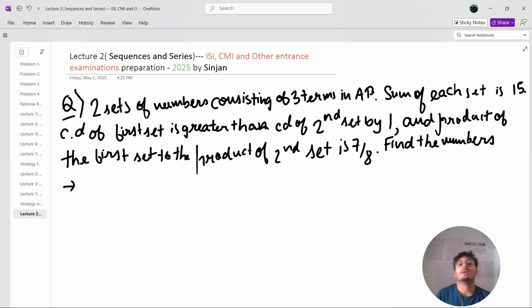Take 2 minutes and think. So I'm just going to be concising it and explaining the question to you. We are given two different sets of numbers, of which each set consists of 3 numbers and all of them are in AP. Both are two different sets of APs. The sum of each set is 15 and the common difference of the first set is greater than the common difference of the second set by 1. The ratio of the product of the first set of numbers to the product of the second set of numbers is 7 by 8. So we need to find the numbers.